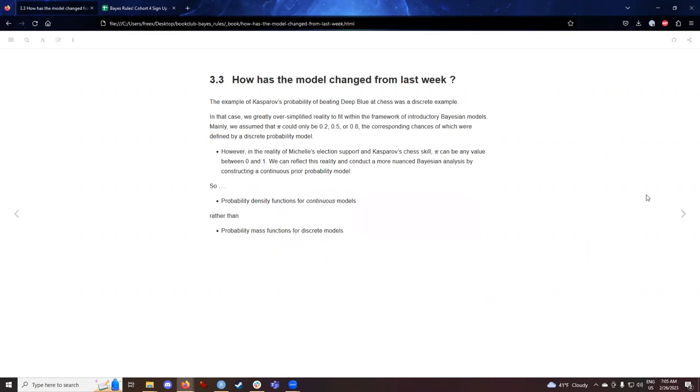From last week, the example of Kasparov's probability of beating Deep Blue at chess was a discrete example, because in that case, we greatly oversimplified the reality to fit our framework of the Bayesian models. In the last chapter, remember, we had our set of pi be either 0.2, 0.5, or 0.8. That's a discrete setting. However, here in the reality of Michelle's election support versus the previous example of Kasparov's chess skill, pi could be any value between 0 and 1. This is more nuanced as we're using a continuous prior probability model. So what we're looking at now are probability density functions for continuous models rather than discrete models.